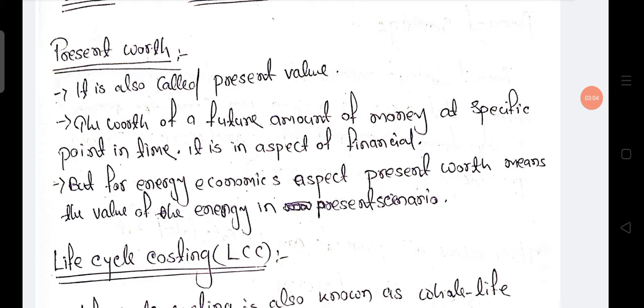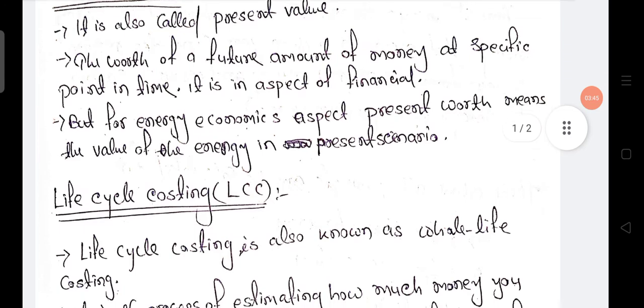Let's consider a solar system. The total solar system value, how much asset or how much money in today's scenario, that is called present worth. That means in present time the solar system energy is worth about, let's say, 5,000 crore in our country, or 5 lakh crore in our world. So this is called present worth.